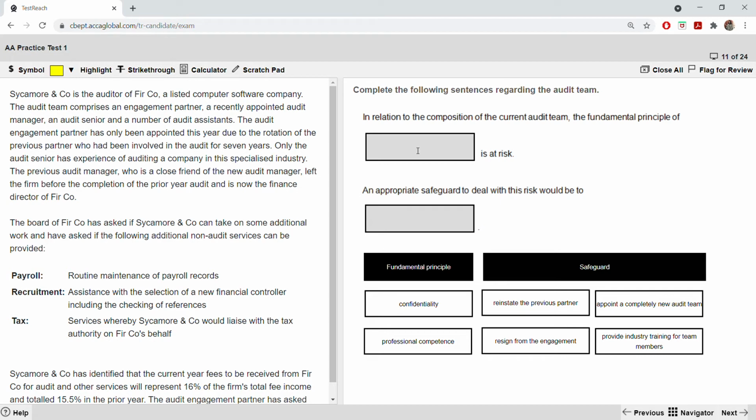It is the professional competence which is at risk. If you want to change your answer, you can put confidentiality, but the correct answer is professional competence. This is the right answer. Why professional competence? Why not confidentiality? We all know the meaning of confidentiality looking at the word. But why is professional competence at risk? Because if you see the way they have composed their engagement, many of the audit team are new, and they don't have the relevant experience in relation to the specialized industry.